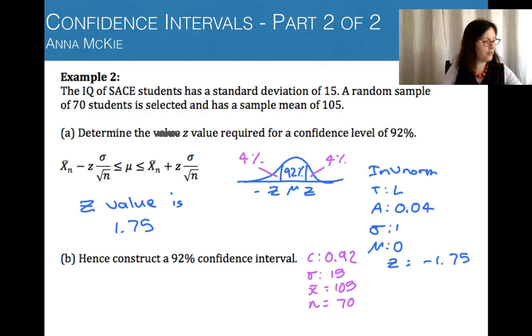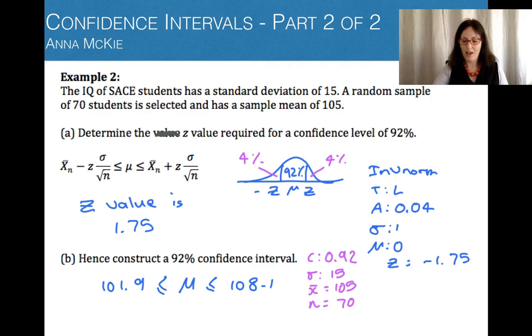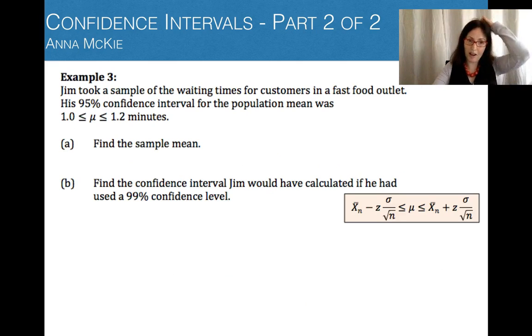And that gives you a confidence interval of 101.9 and 108.1. Mu is in the middle because this is an interval for predicting the true population mean. Okay, and our third example.